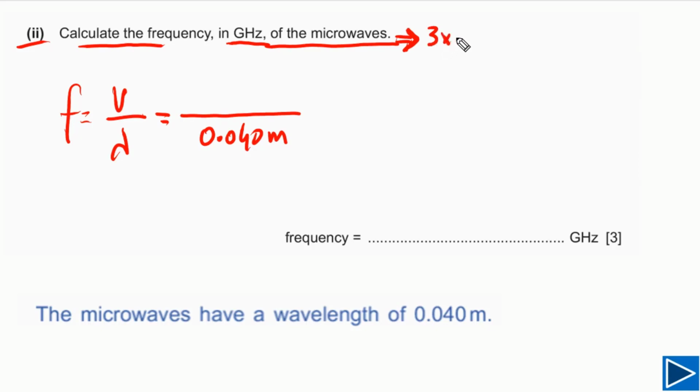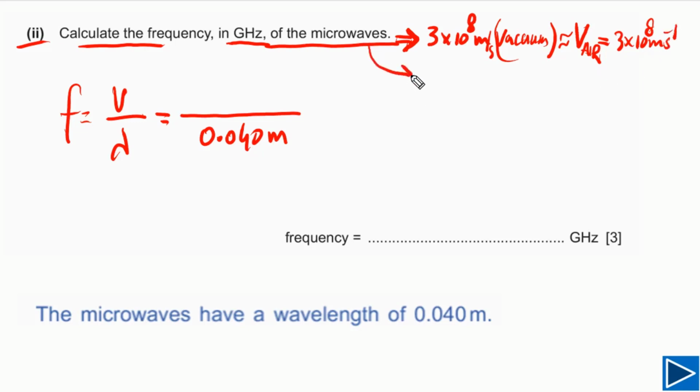We have discussed that all electromagnetic waves travel at the speed of light in vacuum. This is the speed of electromagnetic waves in vacuum. But the speed of electromagnetic waves in vacuum is almost equal to the speed of electromagnetic waves in air. So the speed of electromagnetic waves in air is also equal to 3 times 10 to 8 meters per second. Microwave is also an electromagnetic wave, so its speed in air is also 3 times 10 to 8 meters per second.